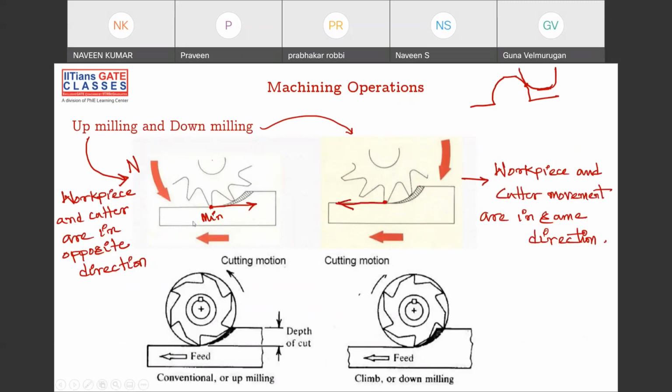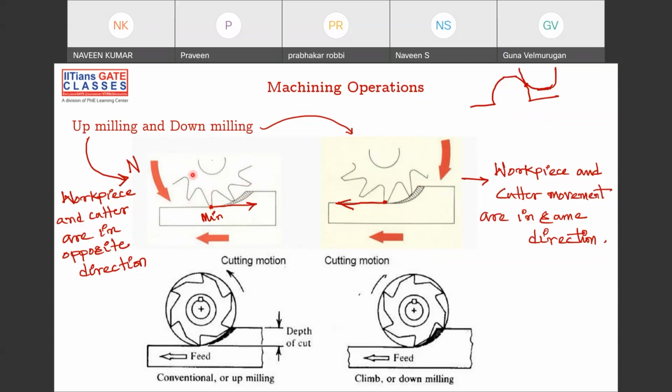Here, if you see, the bottom one is the workpiece. Okay, let me take the pointer. The bottom one is the workpiece, and the top one is the milling cutter, and these are your milling cutter teeth. 1, 2, 3, 4, these are the cutting edges, cutting tips. How many cutting points are there here? 1, 2, 3, 4, 5, so many are there, but four cutting points are visible.